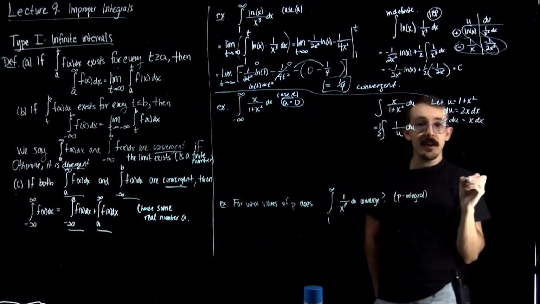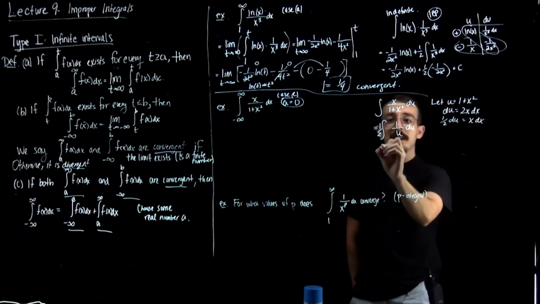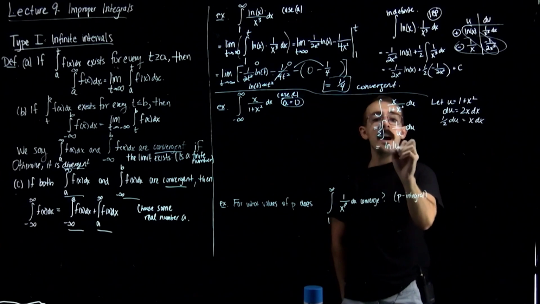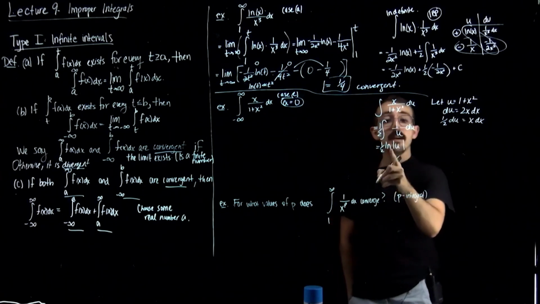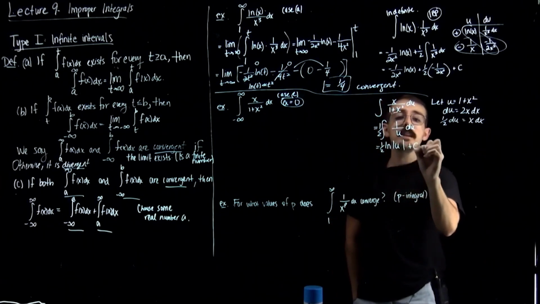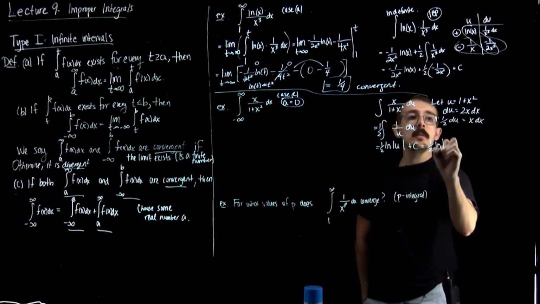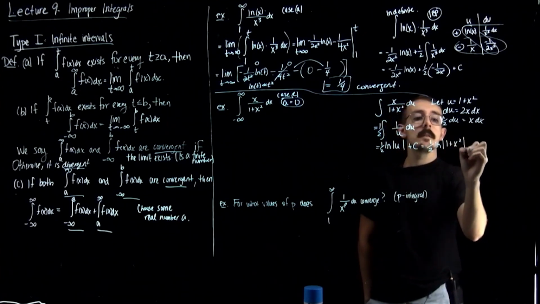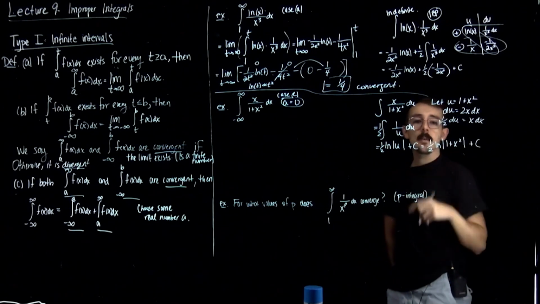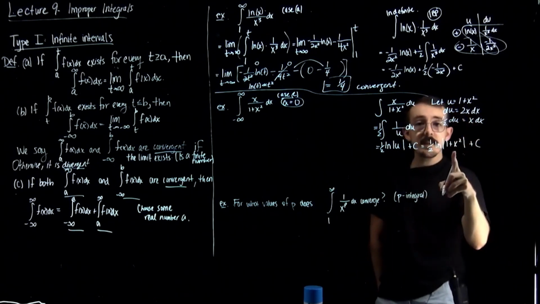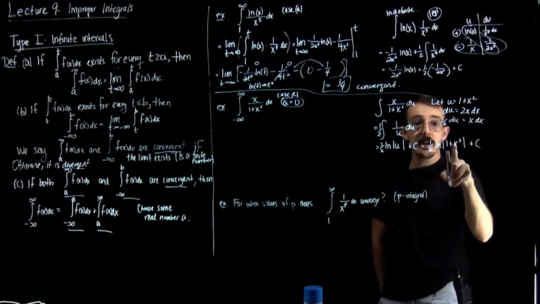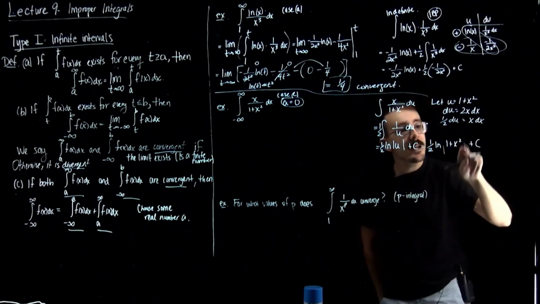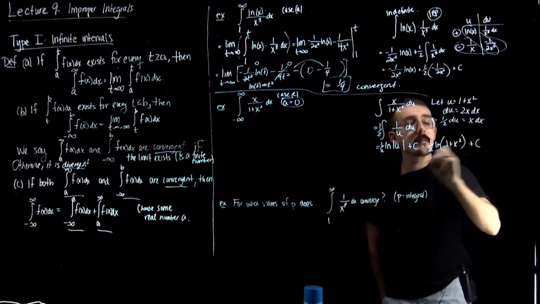I'm hoping you're getting very comfortable with your u sub by now. So then this is equal to 1/2 ln absolute value of u plus c, but then my u is just 1 plus x squared. And 1 plus x squared is a positive number, for sure, no matter what x value I plug in. So I don't even need these absolute value bars anymore. I can just call these parentheses like that.